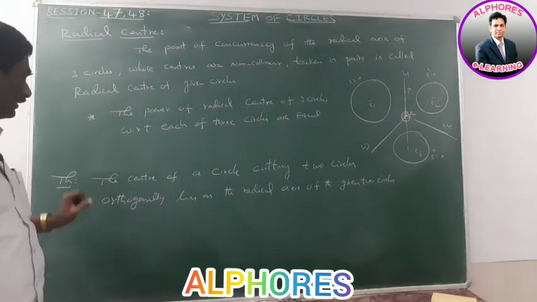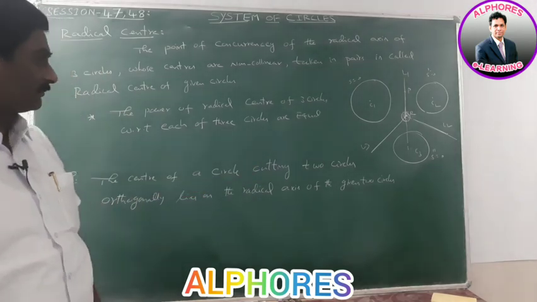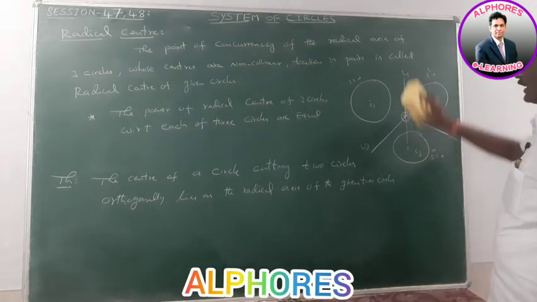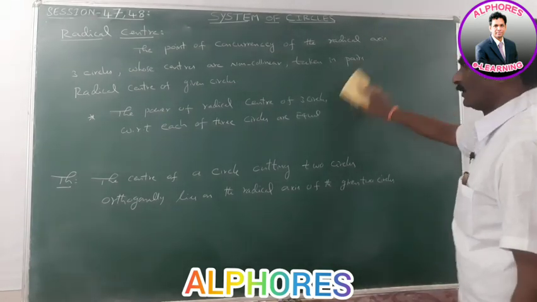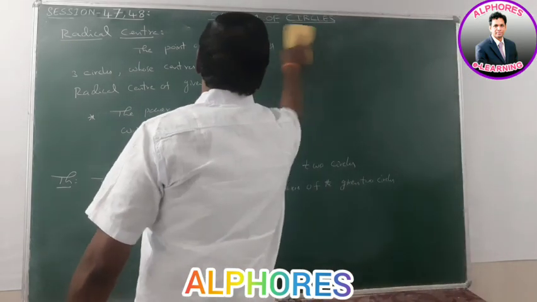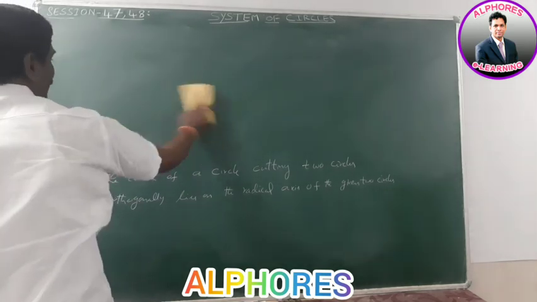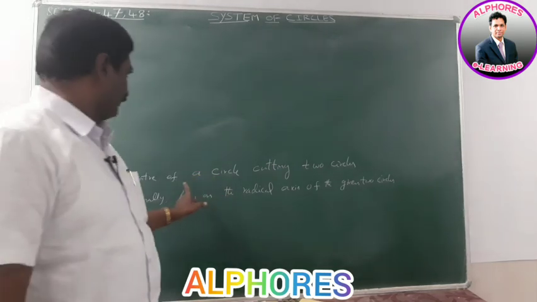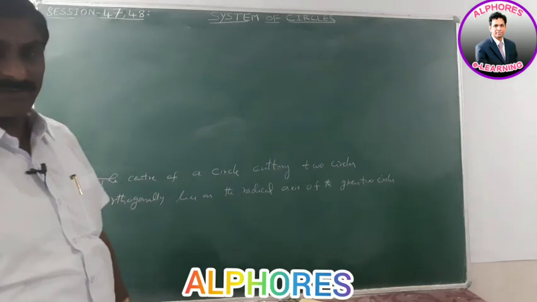Theorem. Note this statement. The center of a circle cutting two circles orthogonally lies on the radical axis of the given circles. The center of a circle cutting two circles orthogonally lies on the radical axis of the given circles.